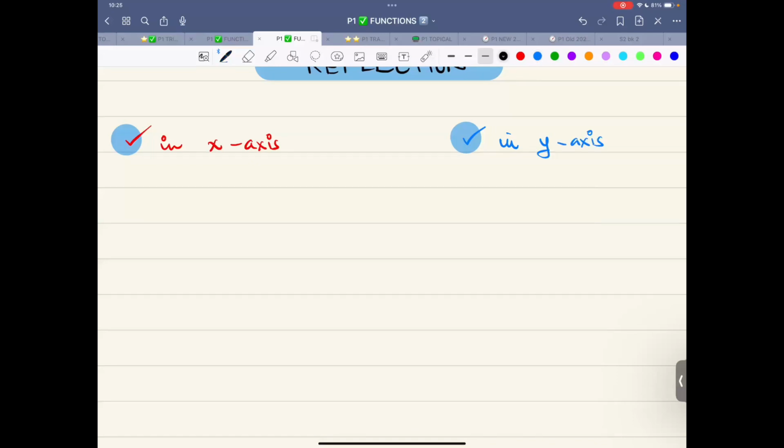When something is reflected in the x-axis, a point such as (a, b), the x-coordinate will remain the same, y-coordinate changes sign. When something is reflected in the y-axis, (a, b), the x-coordinate changes sign, y-coordinate remains as it is.